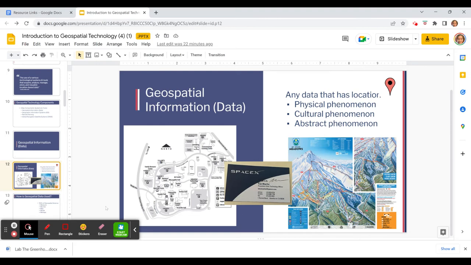So, for example, here we're taking a look at a map of Clackamas Community College. Here we're taking a look at a map of Mount Hood Meadows, which is a ski region on the eastern side of Mount Hood, the volcano. Here we're also looking at an abstract phenomenon in terms of someone's business card.